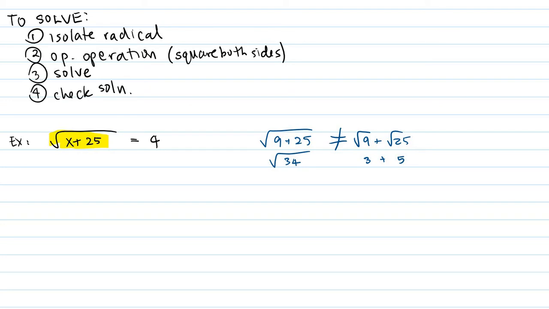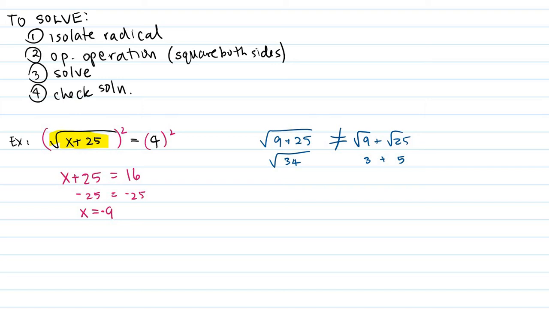So we need to, first, is our radical isolated? Yes, it is. It's the only thing on this side of the equation, and it's equal to 4, so we are going to square both sides. When we do that, the radical is eliminated, so we have x plus 25 equals 4 squared, which is 16. And then we just go ahead and solve it by using opposite operations. We subtract 25 from both sides, and we end up with x equals negative 9.